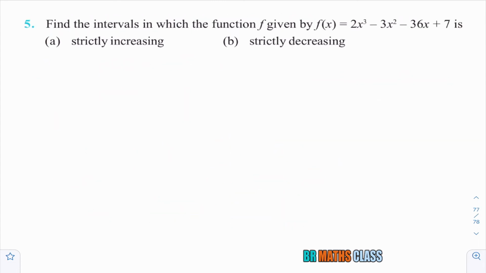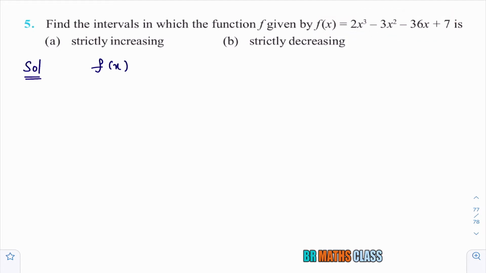You observe this. Find the interval in which the given function is strictly increasing, strictly decreasing. The procedure is the same, but earlier a somewhat easy function was given. Now you observe here, this is a cubic equation. So first what I'll do, I'll calculate the derivative of the given function.